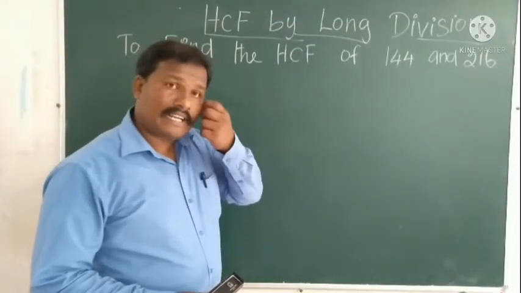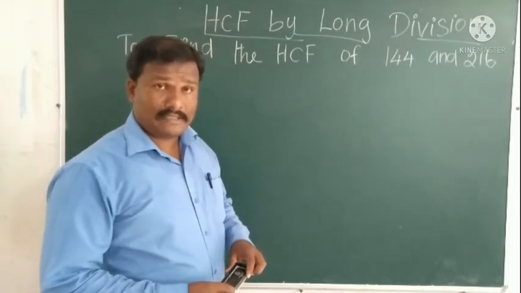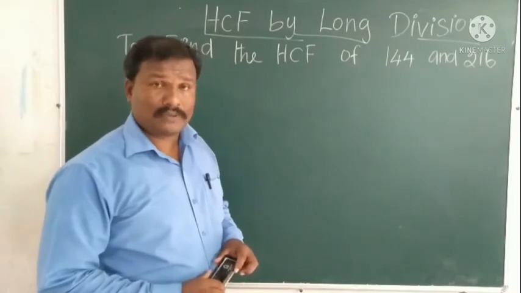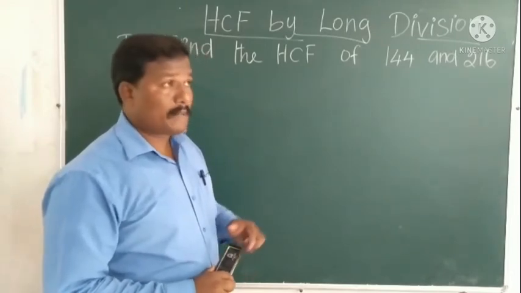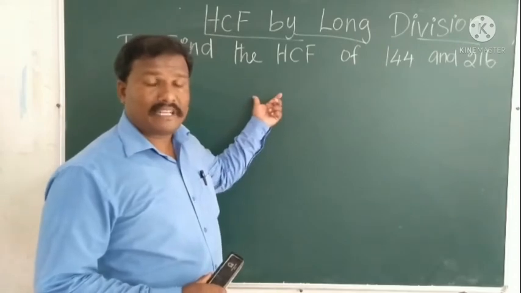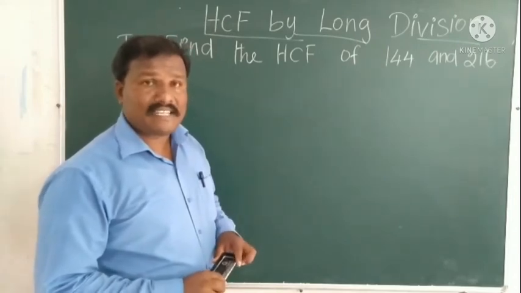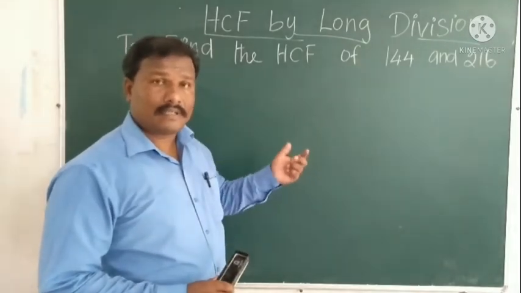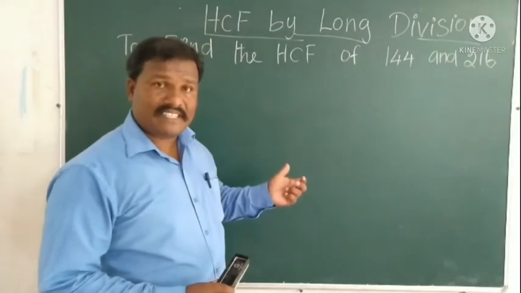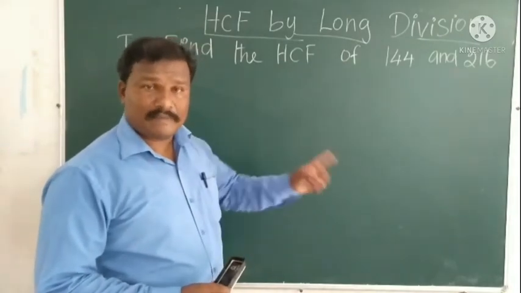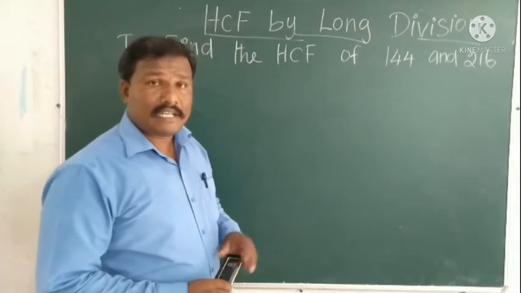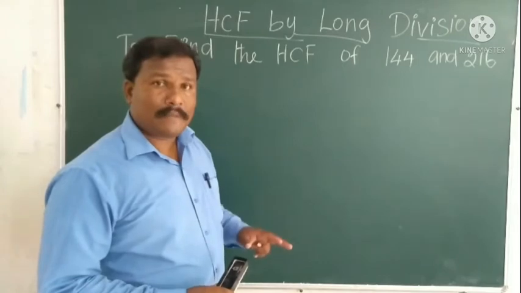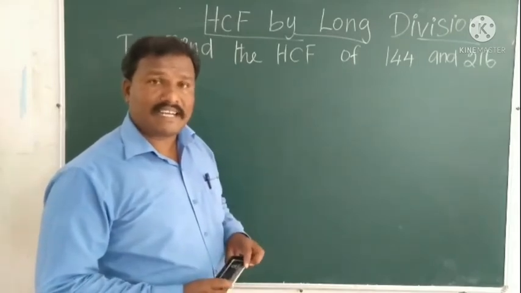Okay, let me take another example to find a highest common factor by using long division method. I told you there are 4 steps. First step, we have to take a bigger number as a dividend, smaller number as a divisor. Second step, the new remainder becomes a divisor, and the previous divisor becomes the dividend. Third step, we have to divide until the remainder is 0. Then fourth step, the last divisor becomes the highest common factor.